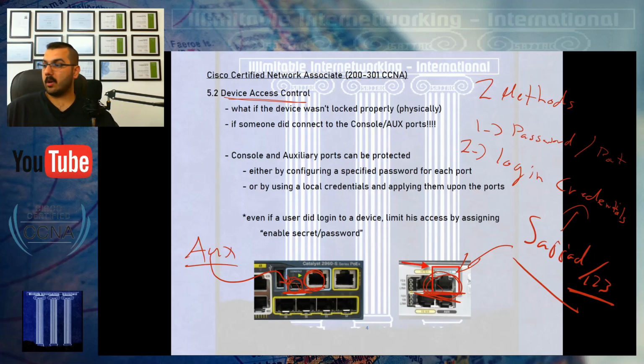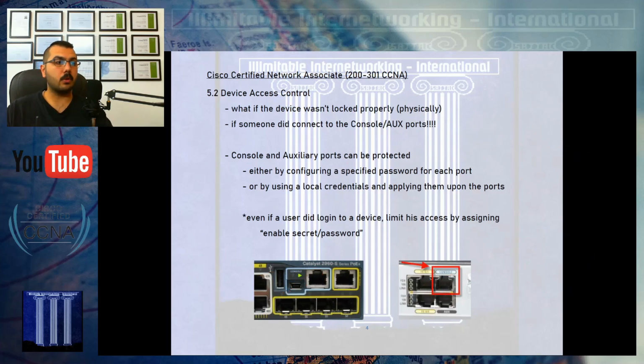So in the lab, we have talked before about SSH. We didn't talk about Telnet and its configuration because it's not related to this course at all. It has been removed. Now we will talk about local security. So what if the device wasn't locked properly, physically, so someone can access the device using the console or auxiliary port.